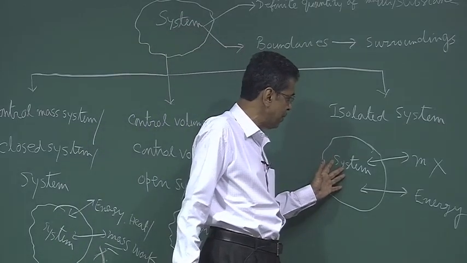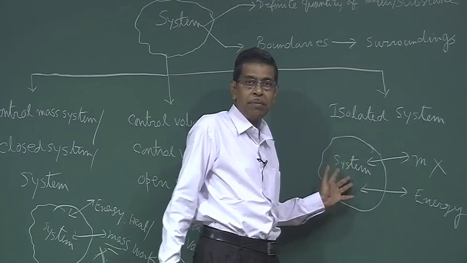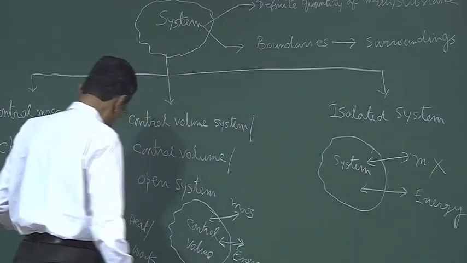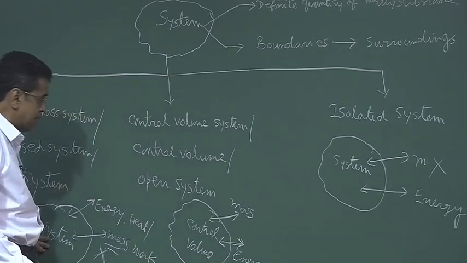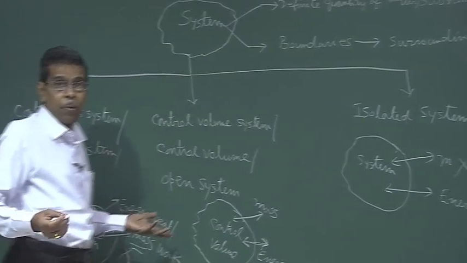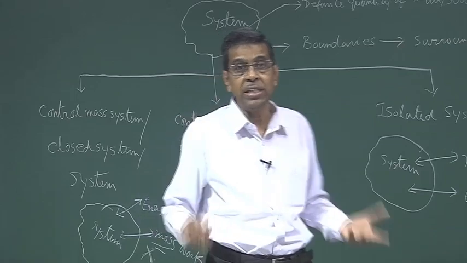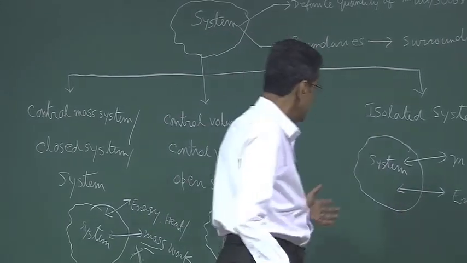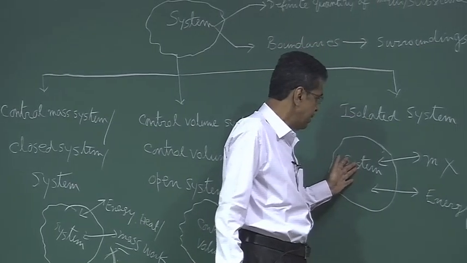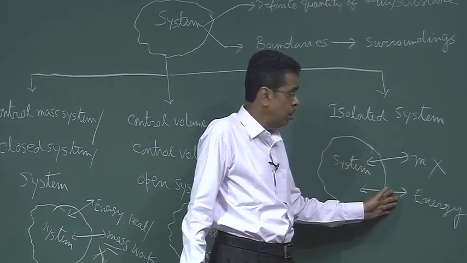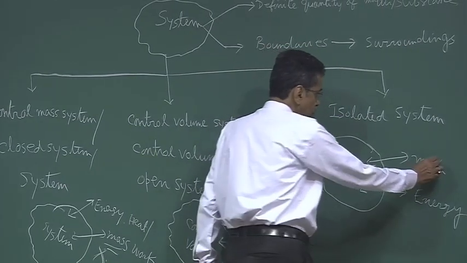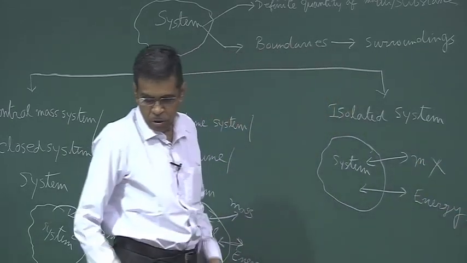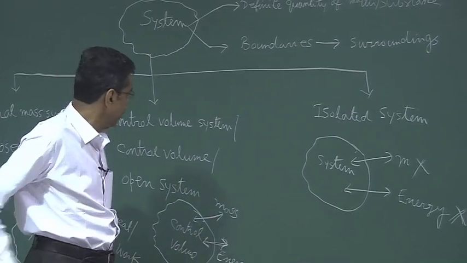In that case, what happens? The mass of the system remains the same with its identity. So that way it is the same as the control mass system or the closed system, and at the same time all other properties remain unchanged, because the system doesn't interact in terms of energy also with the surroundings. So both these things are crossed. So this is known as an isolated system. These three systems are very important.